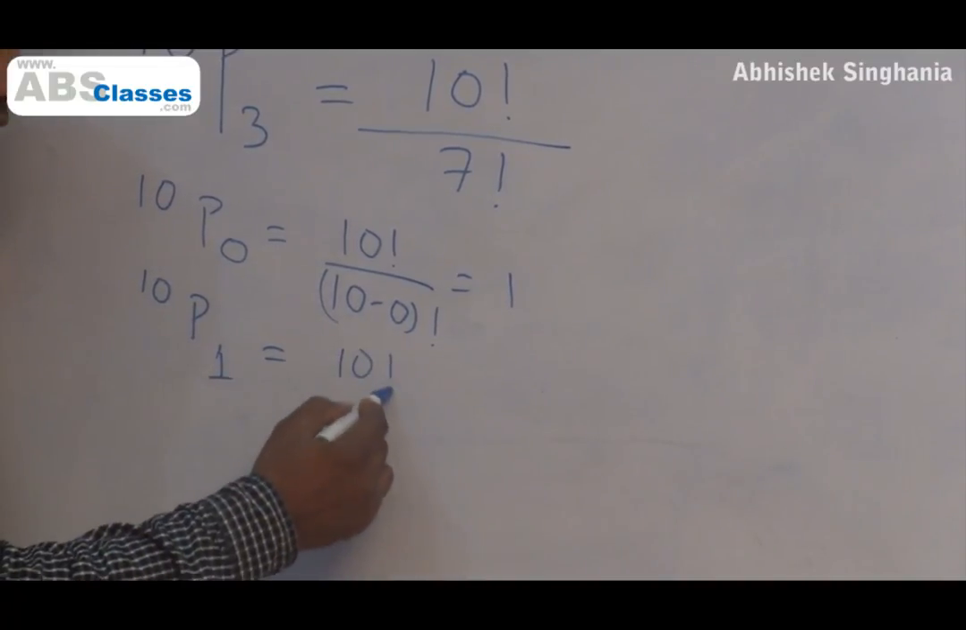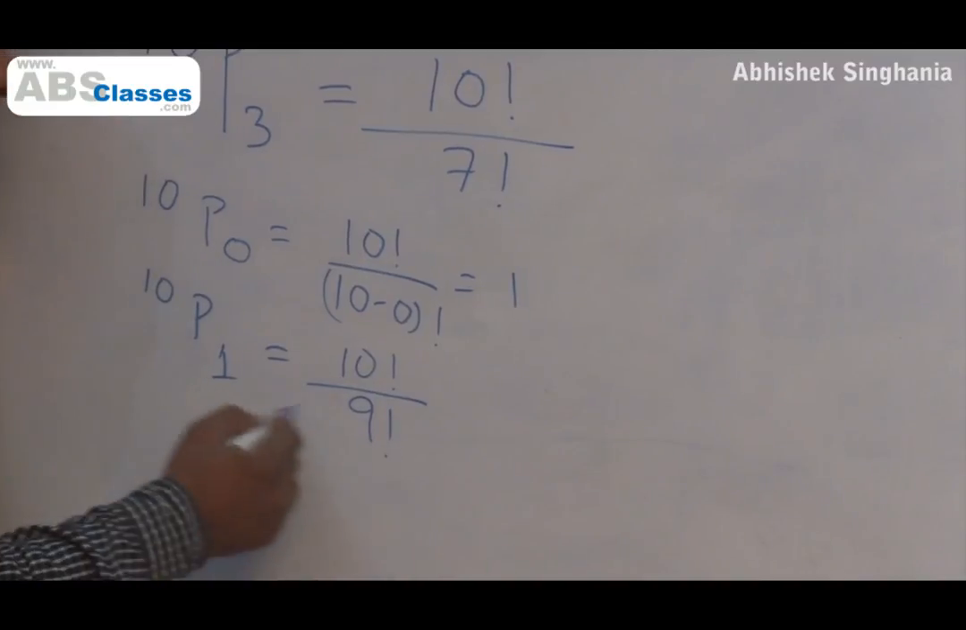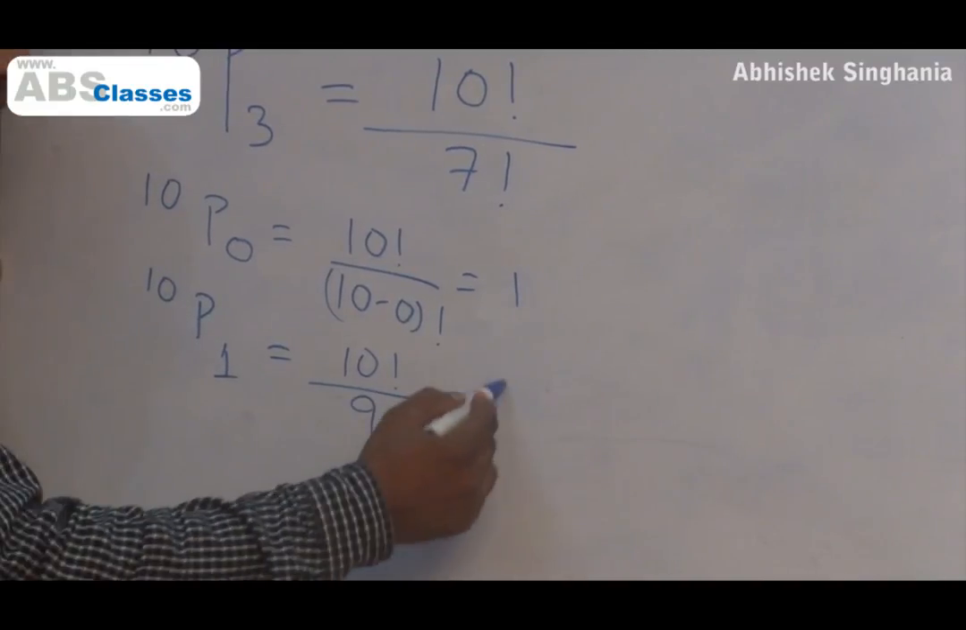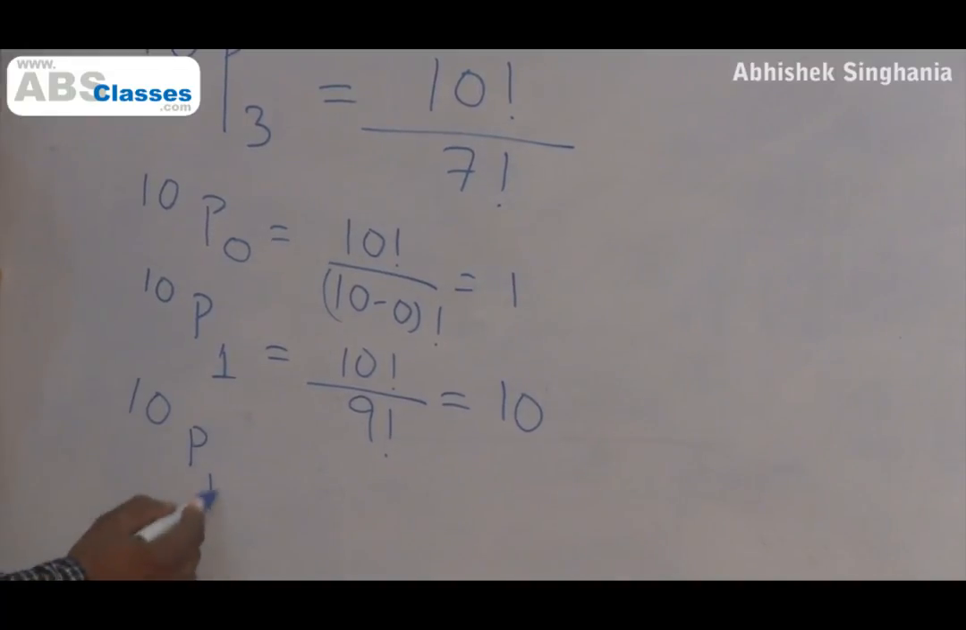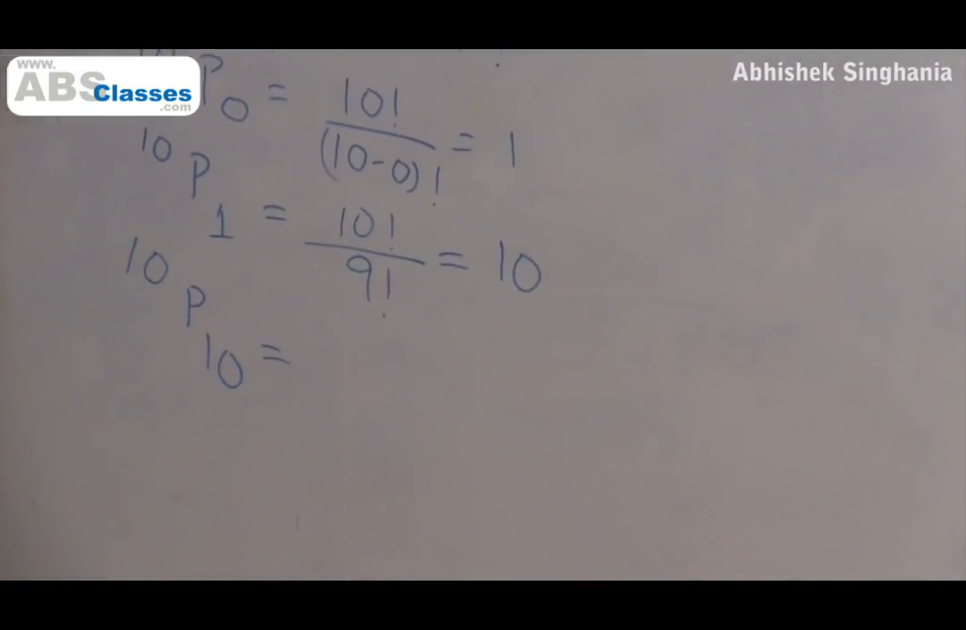Let's see by formula. 10 factorial by (10 minus 1), 9 factorial. 10 factorial by 9 factorial is 10. Let's say select everything. You have 10 items, select all of them and arrange all of them.